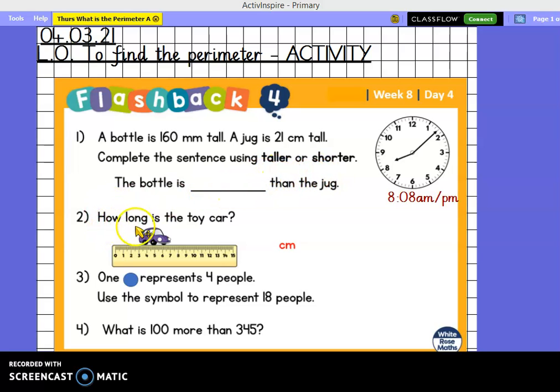Number 2. How long is the toy car? And that's in centimeters. Number 3. One blue circle represents 4 people. Use that symbol to represent 18 people. Number 4. What is 100 more than 345?